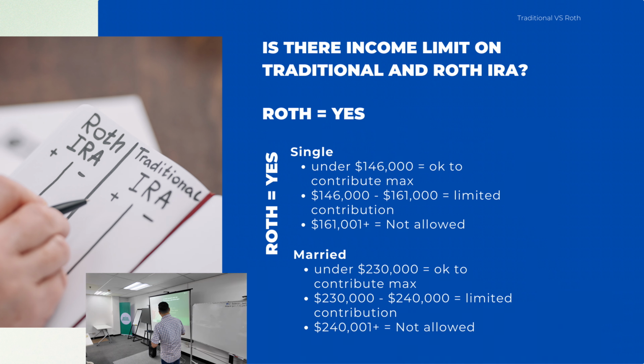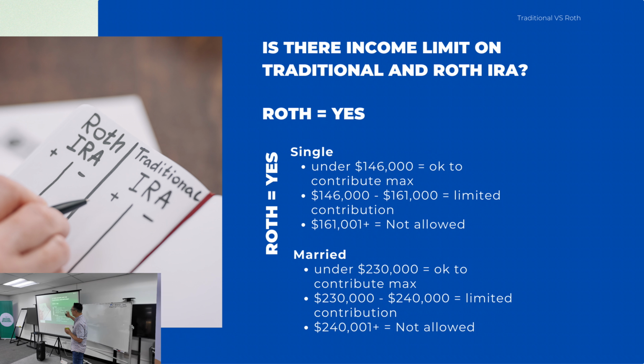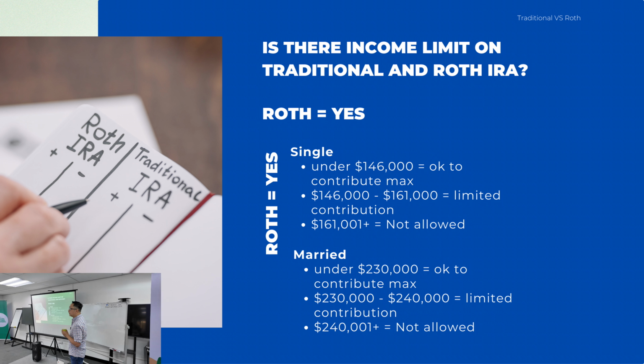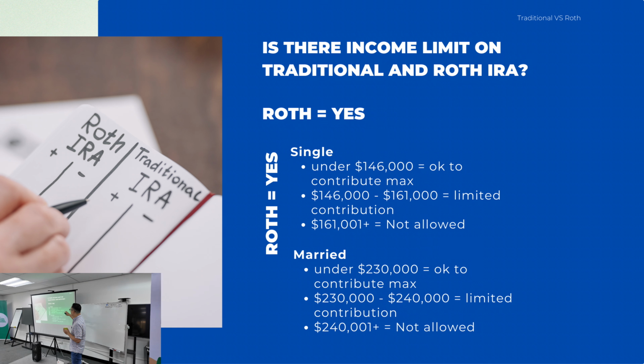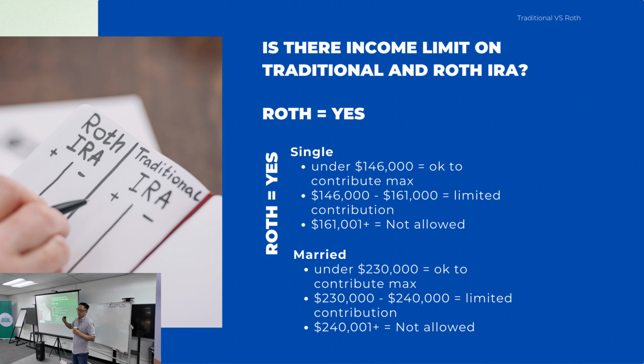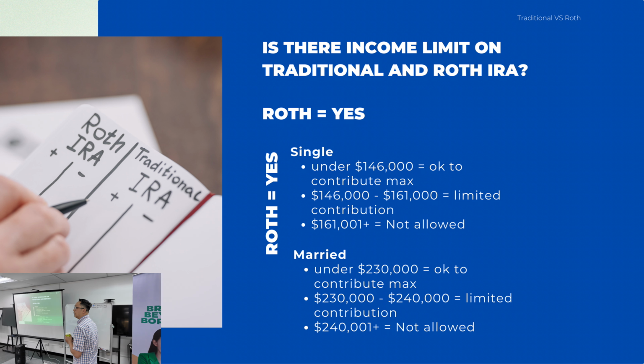Okay, and then is there income limitations for Roth? Like we said, there is. So most high income earners won't be able to put into a Roth directly. So let clients know that, hey, because you earn $200,000, unfortunately, you won't be able to put into a Roth IRA.